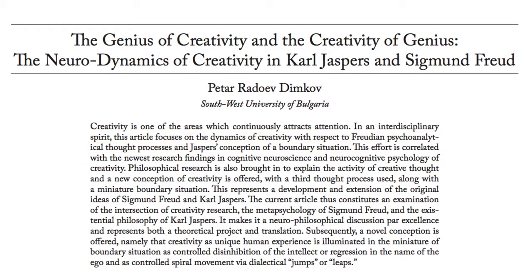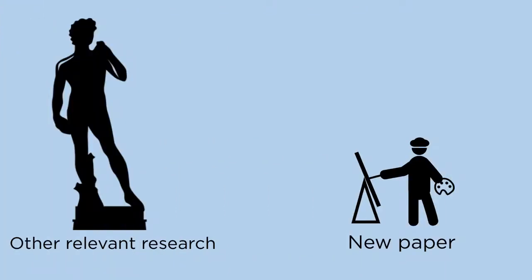However, one thing mentioned in just the third sentence of the abstract that leads me to believe that the article isn't empirical is the statement, "This effort is correlated with the newest research findings in cognitive neuroscience and neurocognitive psychology of creativity." With this, it's apparent that they won't be conducting any primary research on their own, but will instead draw from other relevant research that has already been conducted.